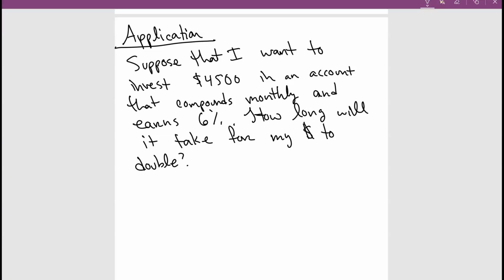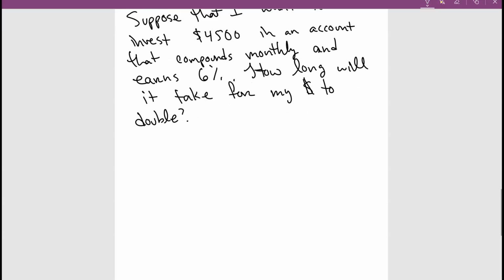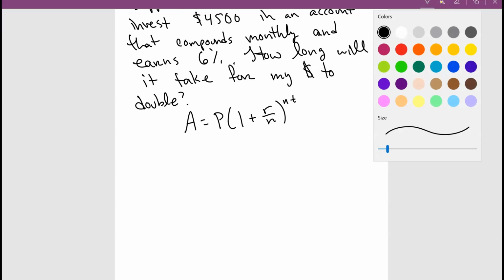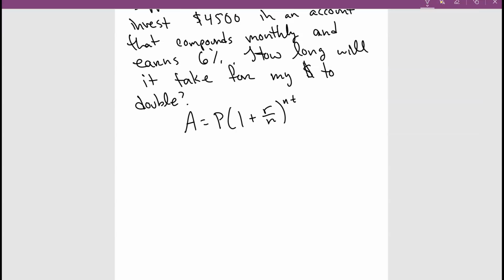Well, first, we know what formula we should be using. That's going to be A is equal to P times (1 plus r over n) to the power of n times t. So that was the formula that we have. Now, notice we don't have time, so we're actually looking for t. Now, we know initially how much money we invested. So we invested 4,500.